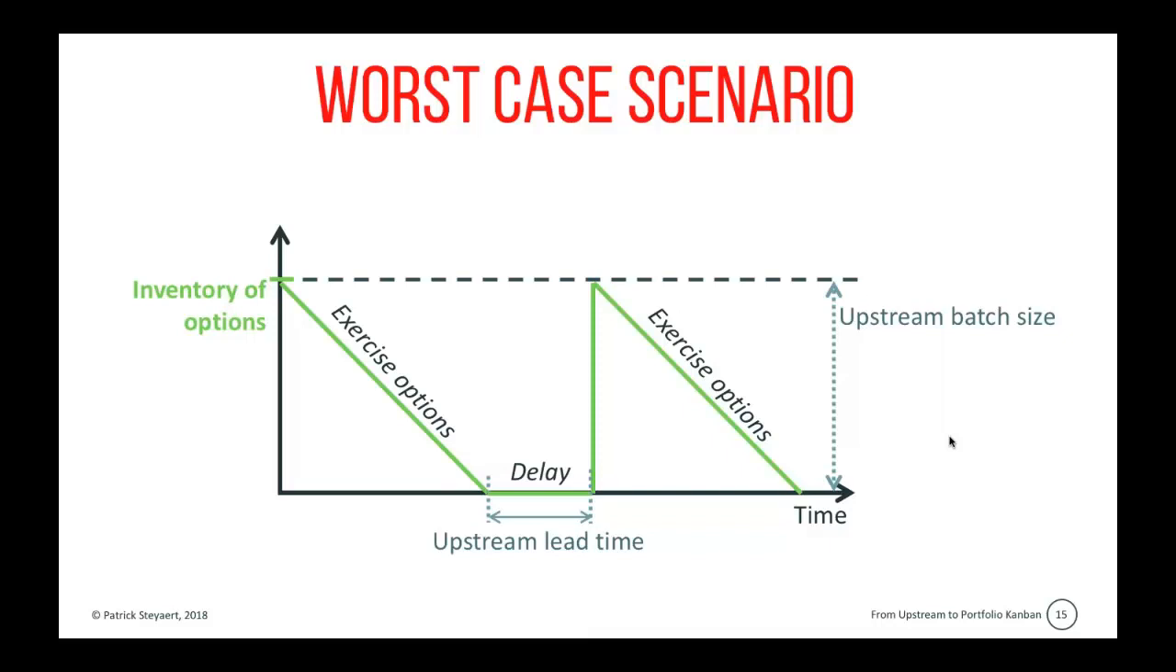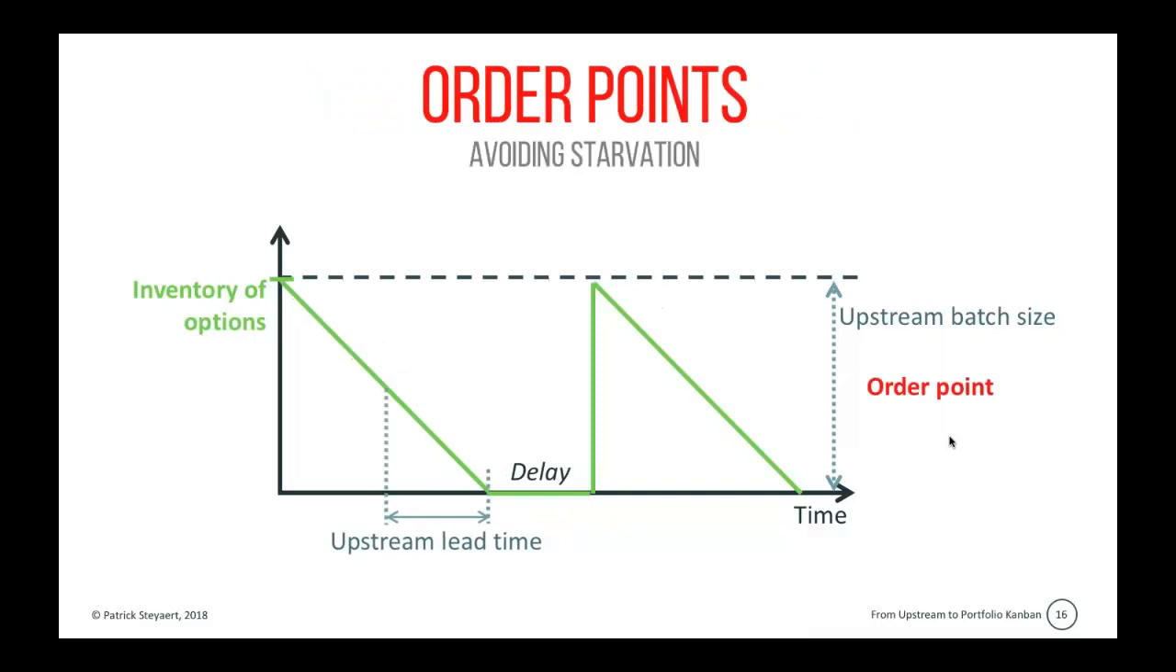The solution comes from supply chain management. So rather than waiting until our inventory of options is empty, we need to start working on creating options earlier. So how much earlier? Well, exactly the amount of time that equals our upstream lead time. So this is the notion of an order point.